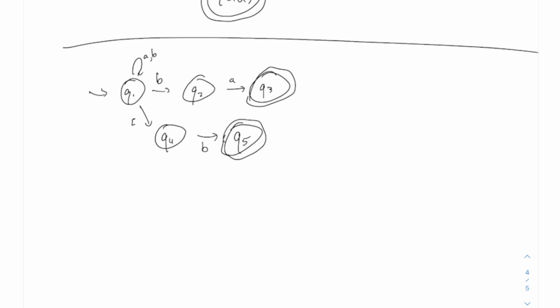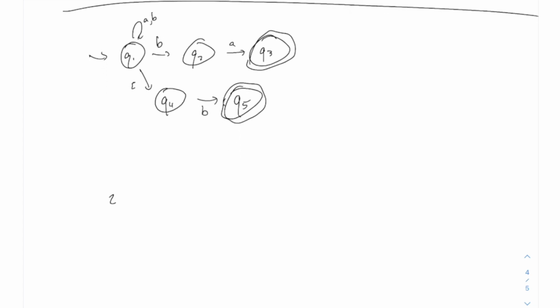Let's all together decide what is the starting state. If you get the starting state wrong, you're totally screwed because you will end up doing a whole bunch of nonsense that has nothing to do with the right answer. What do you think? Q1 and Q4, I agree. It is the original starting state together with anything reachable by epsilons from there. So that's Q1 and Q4. Great.